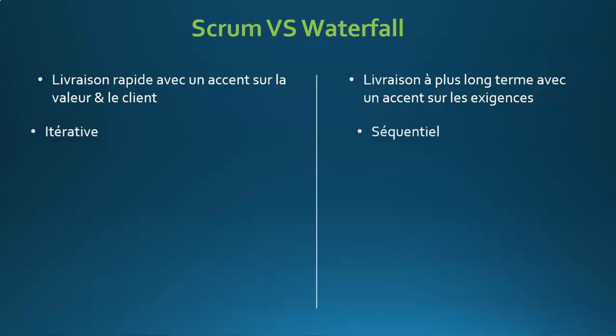In the second point, we have on one side iterative and on the other sequential. In Scrum, we deliver in an iterative way. You build something and then you build something better and so on. In the waterfall method, it is more sequential. You have phases. That is to say that you start, for example, with the planning, and then you go to the test, and then you go to the delivery, and finally to the closing.